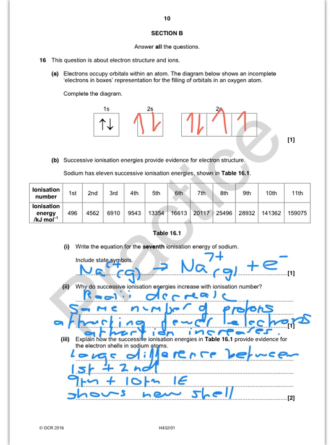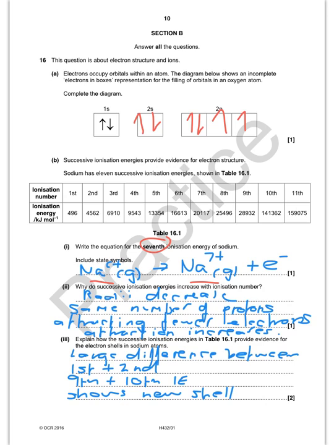Okay, then it looks at successive ionization energies for electron structure. So that's for shells. And they've gone all the way from the 1st to the 11th there. First of all, they want us to do the equation for the 7th ionization energy of sodium. So you start with Na6+ in the gaseous state to produce Na7+ in the gaseous state because they want the 7th ionization energy.